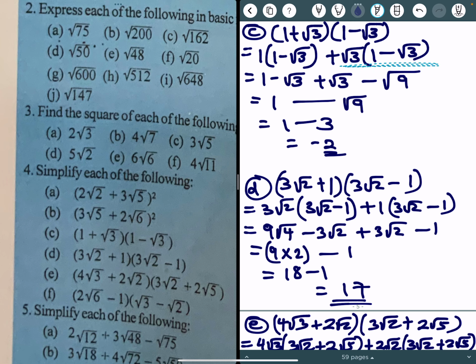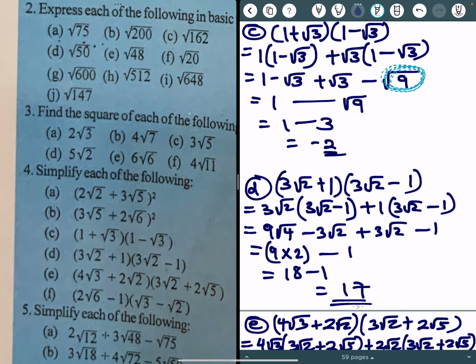So 1 times 1, 1. 1 times minus root 3, minus root 3. Plus root 3 times 1, plus root 3. Plus root 3 times minus root 3. That's plus times minus first. Multiply the signs first. Plus times minus is minus. Then root 3 times root 3 is root 9.